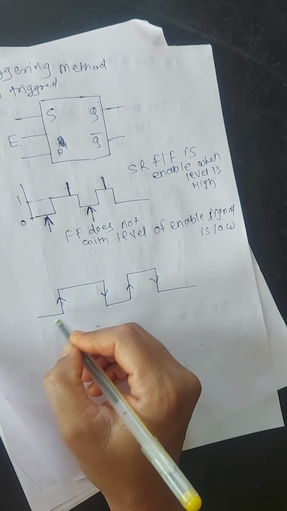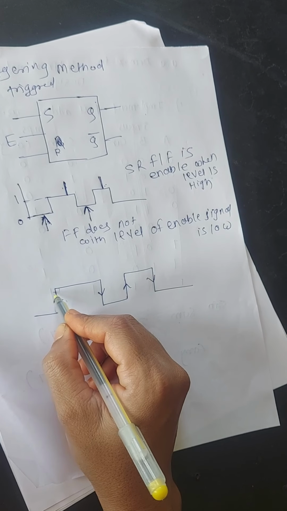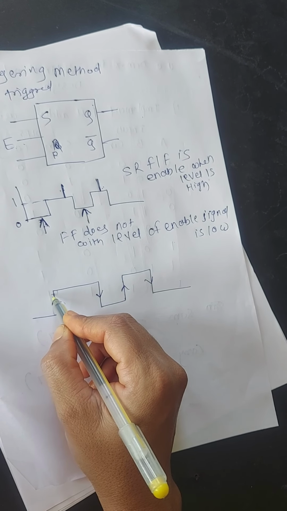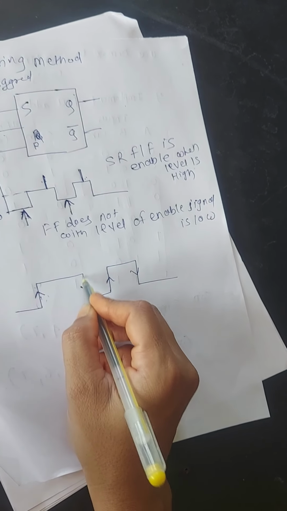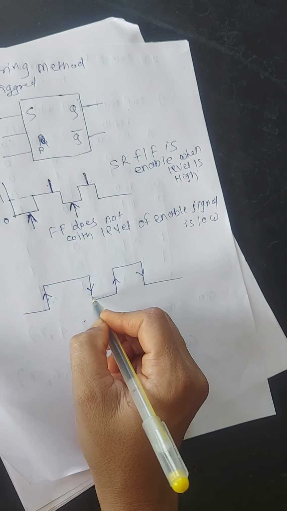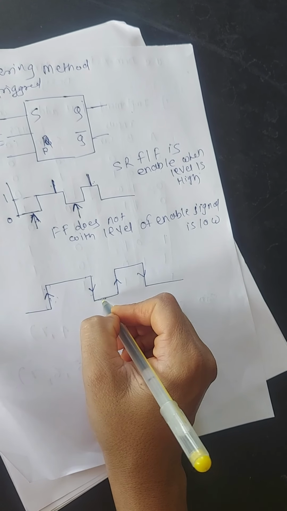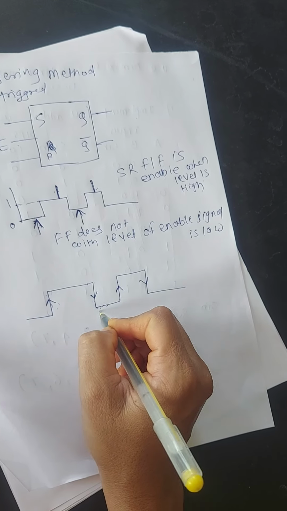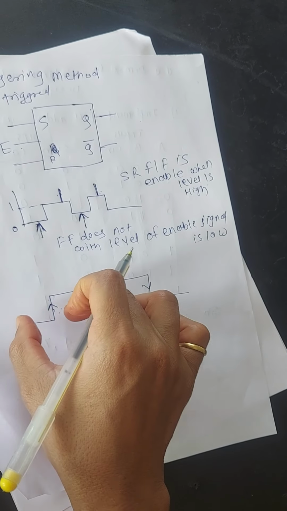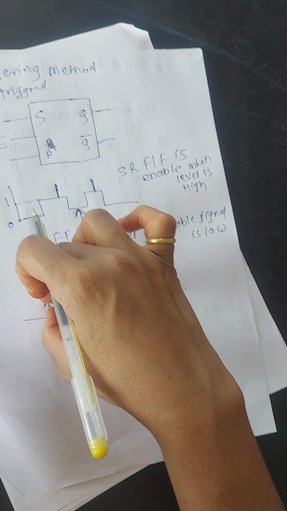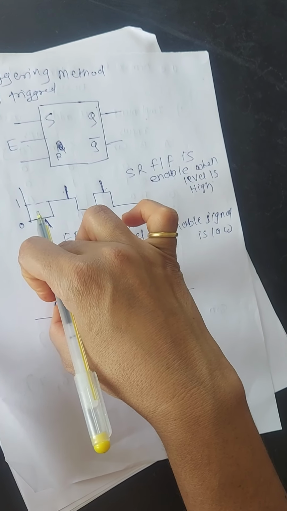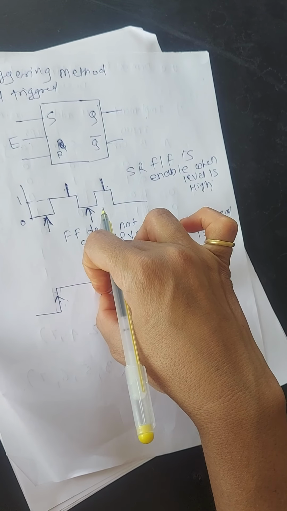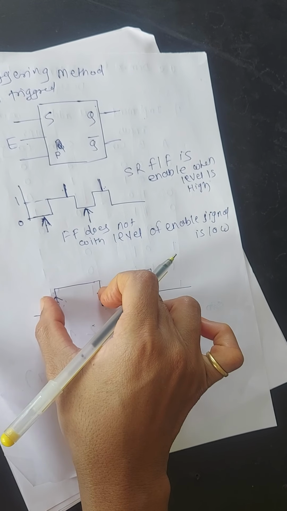This is from low to high level, that is a positive edge trigger, and this is from high to low level, that is a negative edge trigger. Flip-flops which change their output corresponding to the rising and falling edges of the clock are called edge triggered.